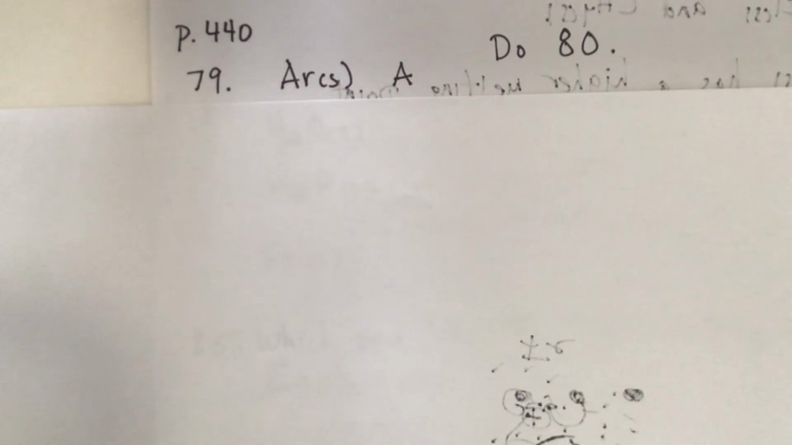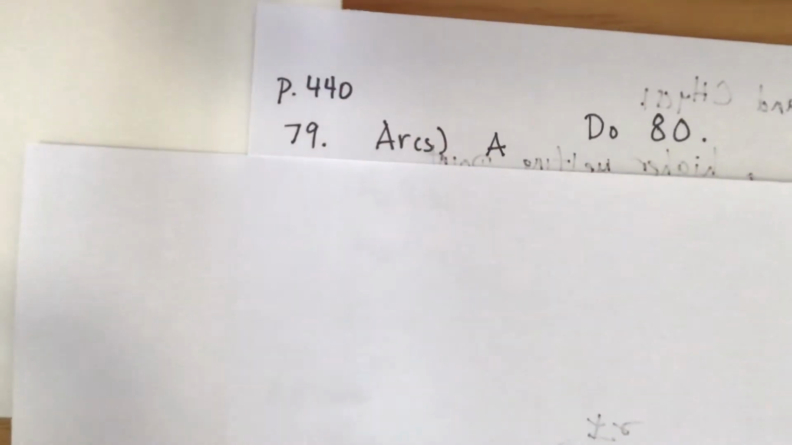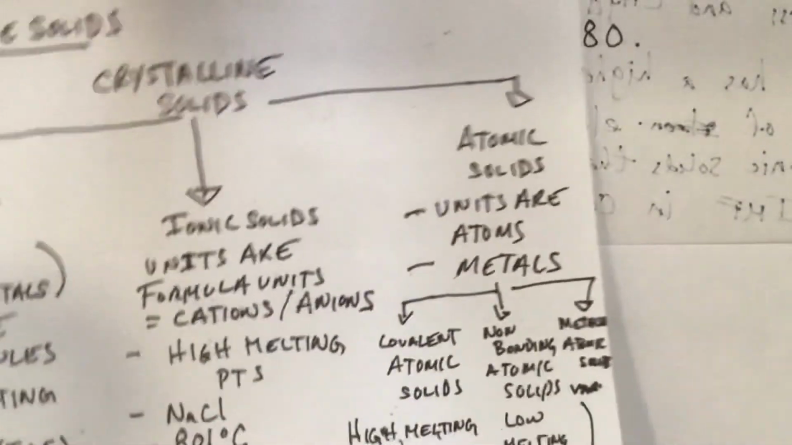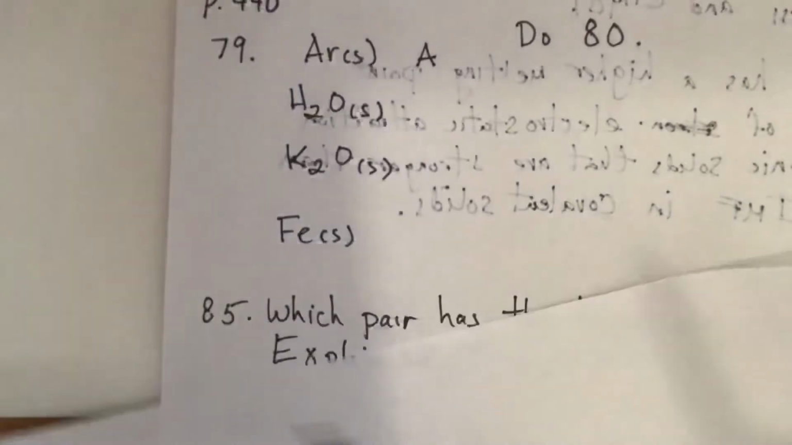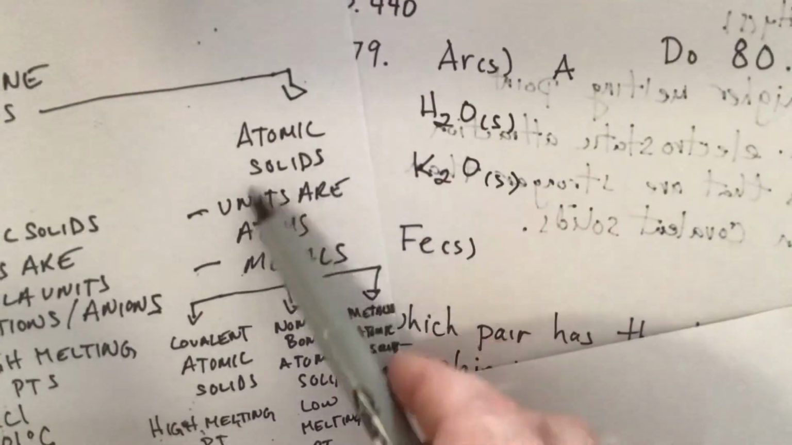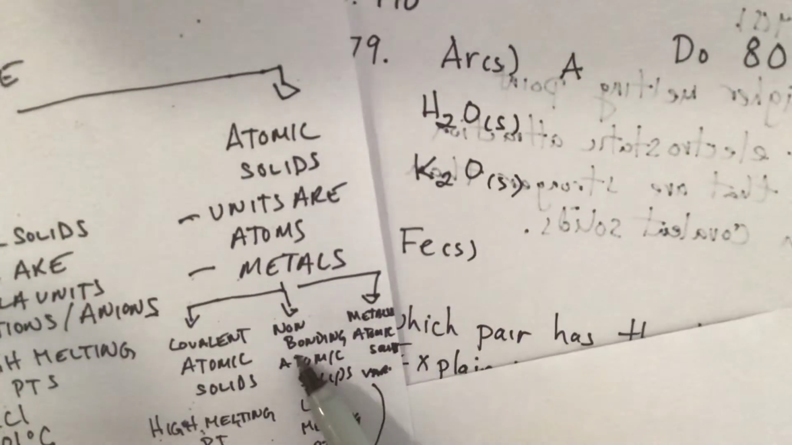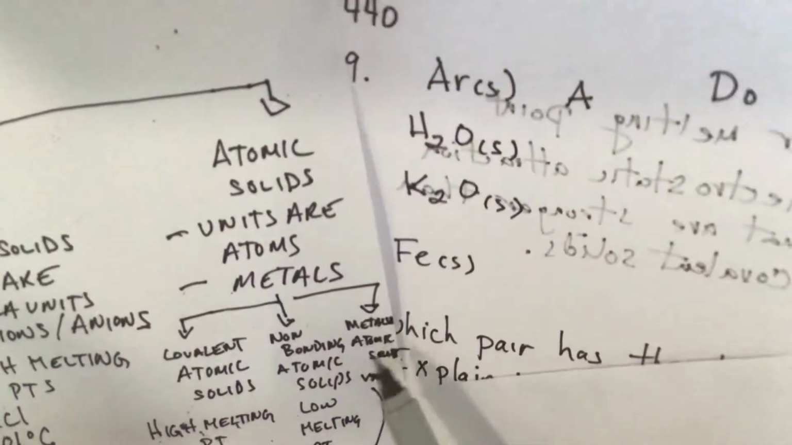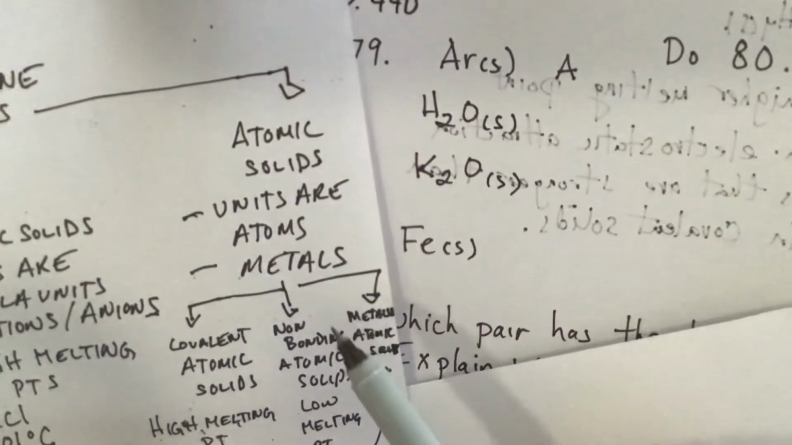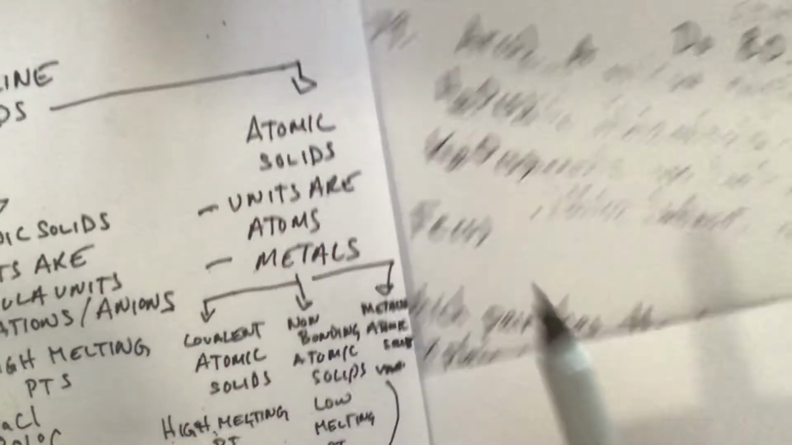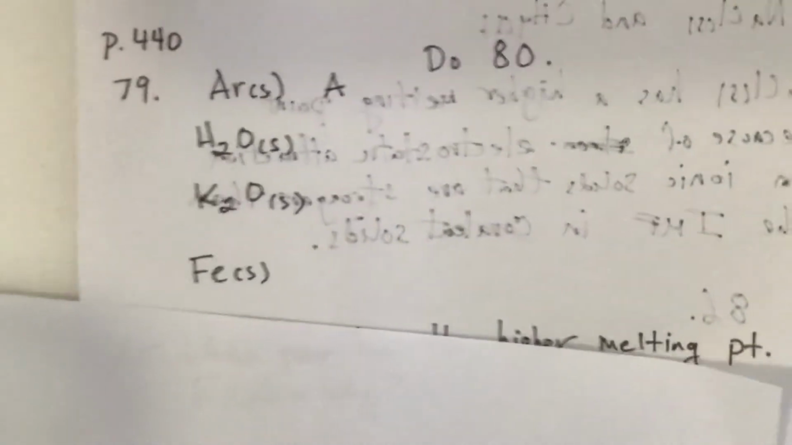So what kind of solid is it? Well, argon exists by itself as just one kind of atom. It's a noble gas, so it's an atomic solid. In fact, if you want to get more specific, which you don't need to do to answer this question, it would be an example of a non-bonding atomic solid.